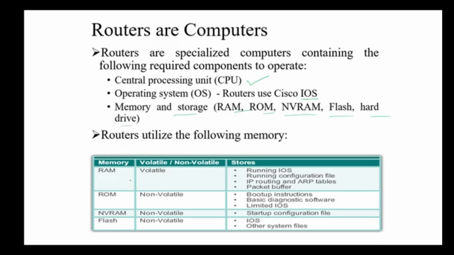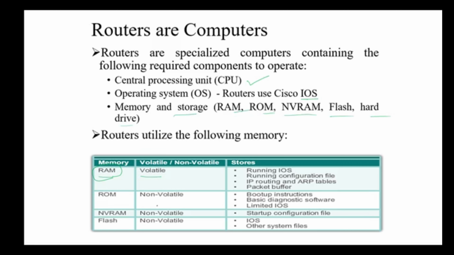And the router utilizes the following memory. What kind of memory does it utilize? RAM, which is volatile. The running configuration, or anything currently running in the system, like the running IOS, the configuration, the routing tables, the packet buffer, all those are stored in the random access memory. Like in a computer, all the running processes and running configuration are stored in the RAM.